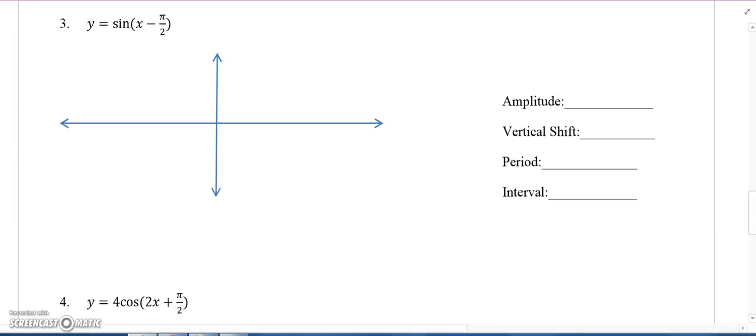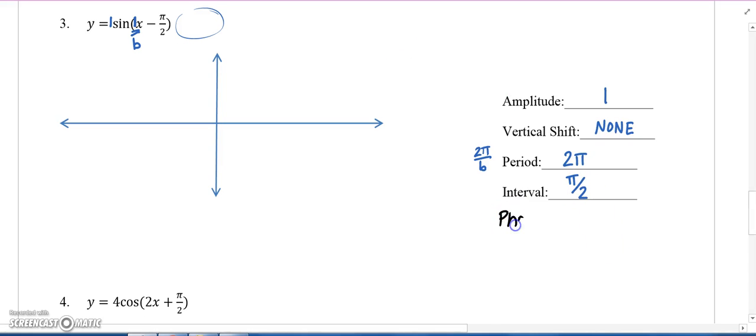Number 3. Okay. I might go through this a little quickly, so just know that we'll go over it in class again in case you still have questions. Okay. Amplitude here, once again, just a 1. Vertical shift, I'm not adding anything, so there is no vertical shift. The period, this one's a little trickier, but remember b is this number you're multiplying to x. So it's just 1, so that means the period is 2 pi divided by 1, so just 2 pi. And if I divide that by 4, I get pi over 2.